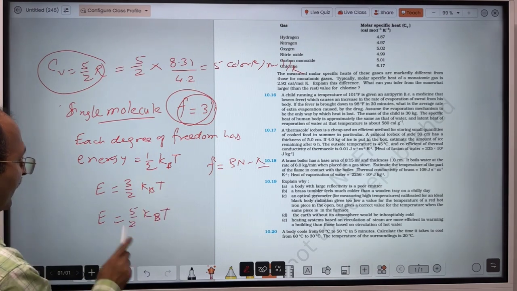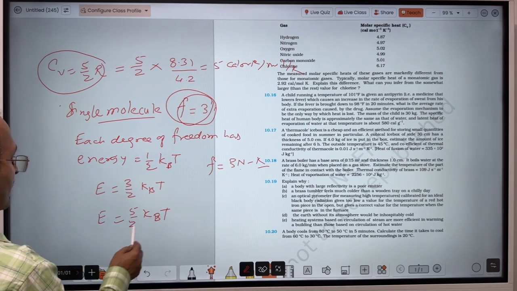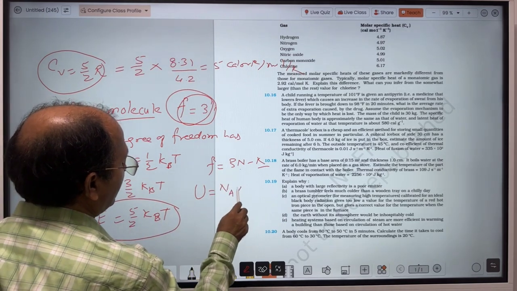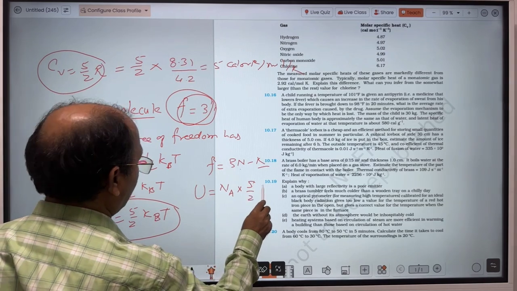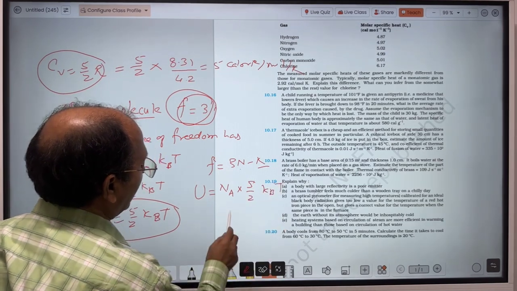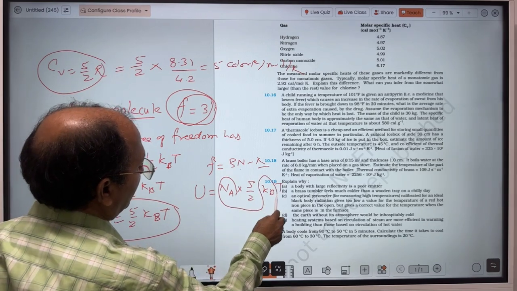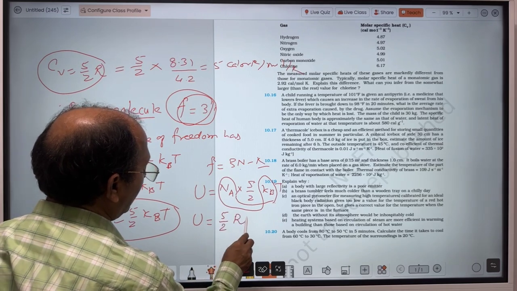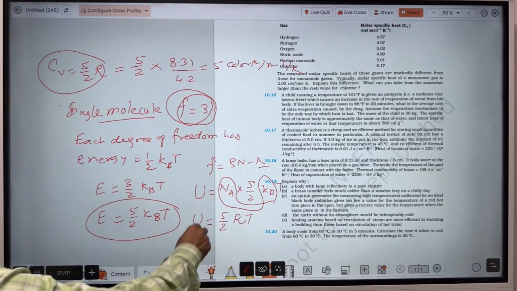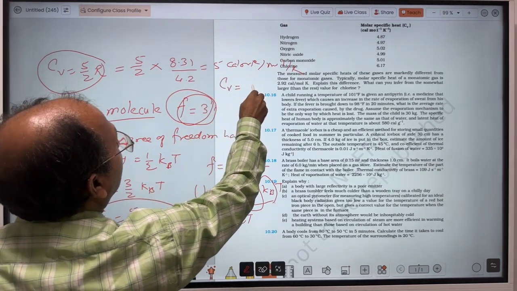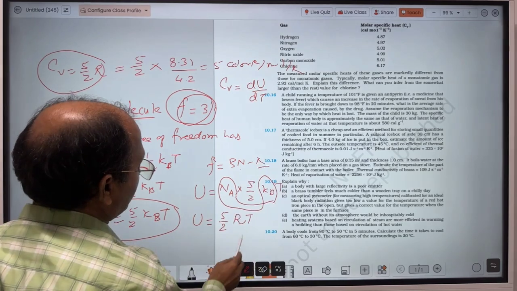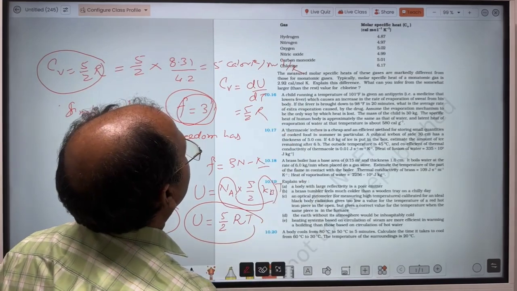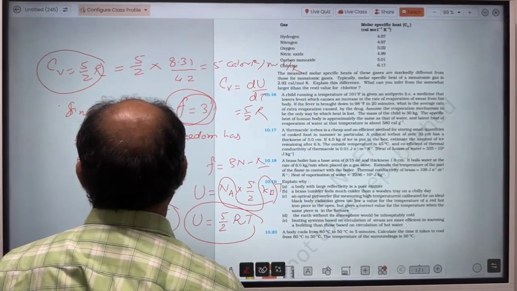And if we consider 1 mole, in that case you have to multiply, total energy will be, say it is U in that case, so NA, Avogadro number, multiplied by this value 5 by 2 kBT, right? And if you remember, NA and kB, the product of these two gives the gas constant. U equal to 5 by 2 RT, right? And CV is equal to dU upon dT. So if you differentiate it with respect to T, you will get 5 by 2 R. So that was the requirement of our question and we got the answer, correct?